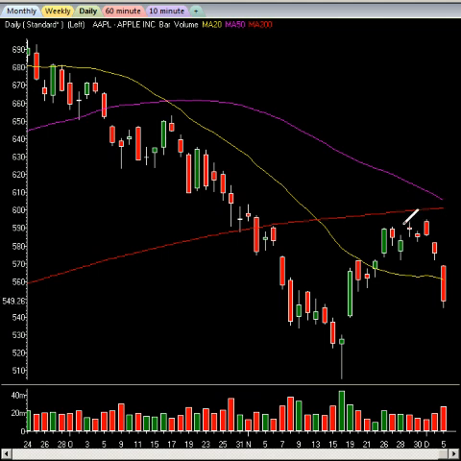And sure enough, Apple tried multiple times to pop up and tag that 200. You can see it here, you can see it here, and you can see it here popping up, and every time it does, it failed. And I think a couple days ago, if we go back to Monday, this failure where we closed at the lows of the day, that was a very good signal something was wrong. Sure enough, what did we see? Yesterday, a gap down and a sell-off.